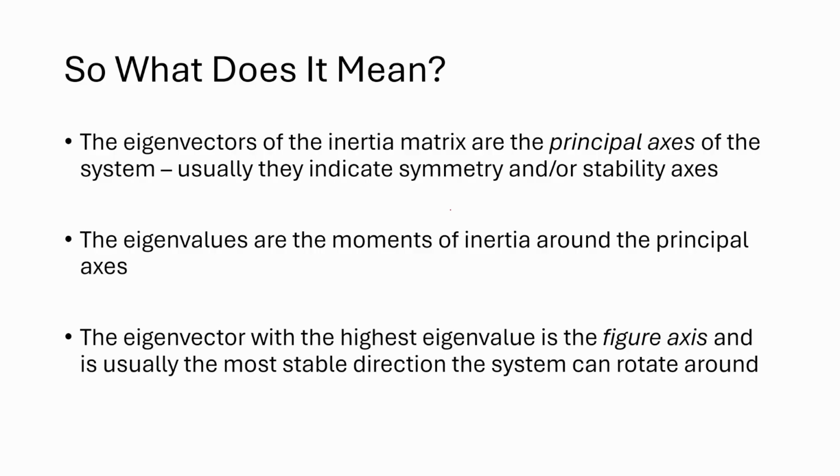There's one more thing I want to point out here, and then I actually have an example that I hope will help people. So there's this thing called the figure axis. The figure axis is the principal axis, the eigenvector, that has the highest inertia value. So the eigenvalue associated with that eigenvector is the biggest eigenvalue out of the set of eigenvalues that this matrix has. And the thing that's special about that direction is that because the inertia is very high around that rotational axis, rotations on that axis tend to be very stable.